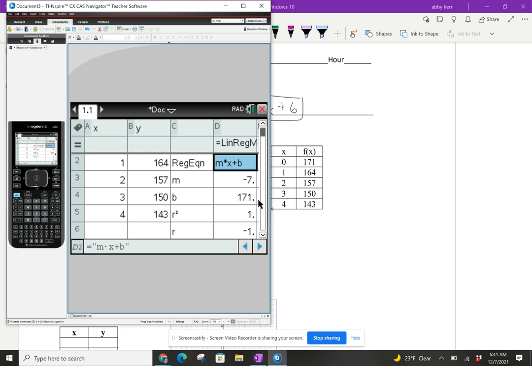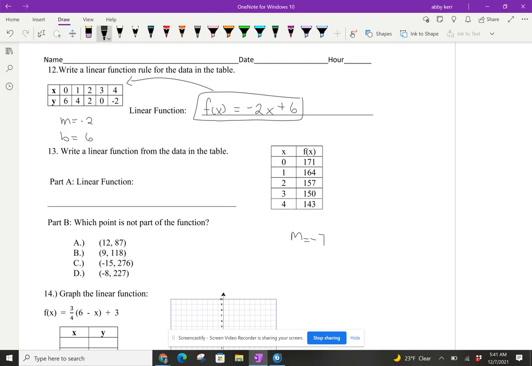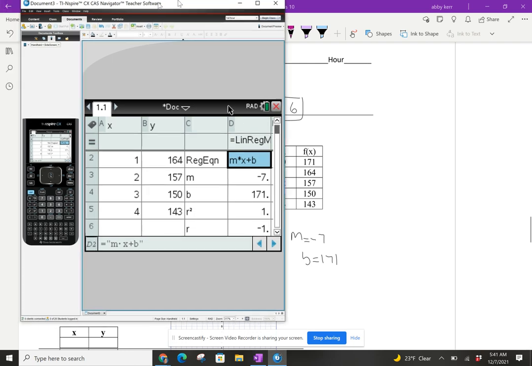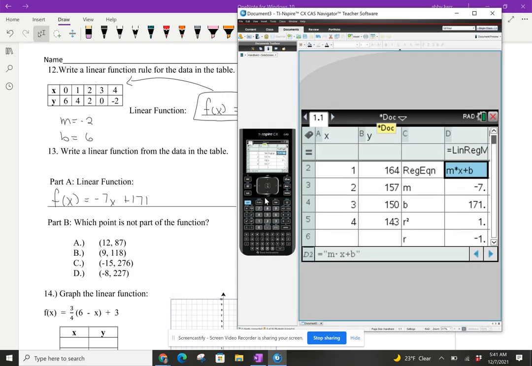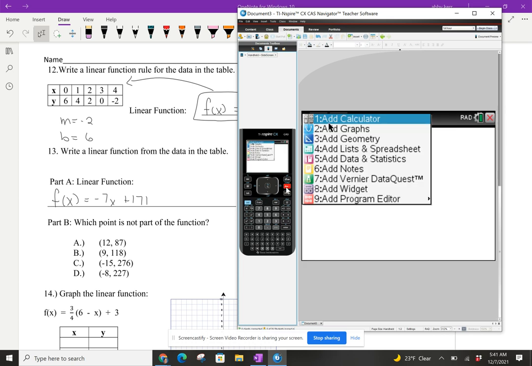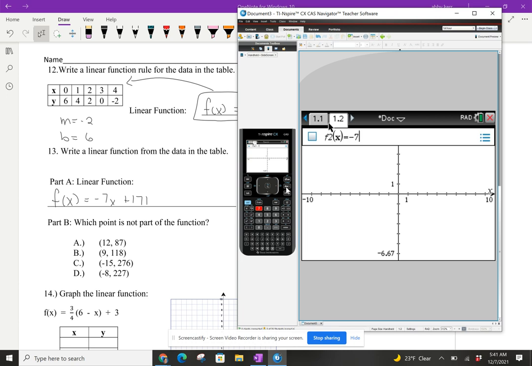All right, so my M is negative 7, and my B is 171. So f of x equals negative 7x plus 171. Now, with that being said, this is the problem where you have to have two tabs open. If you hit Control Doc, it will give you an option. You want to add graphs, and then type in the equation, negative 7x. Don't forget the x. If you do, it will be just a straight line.